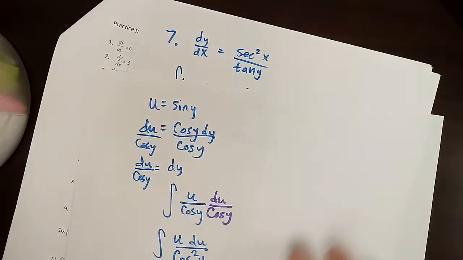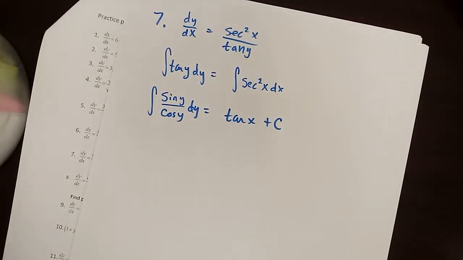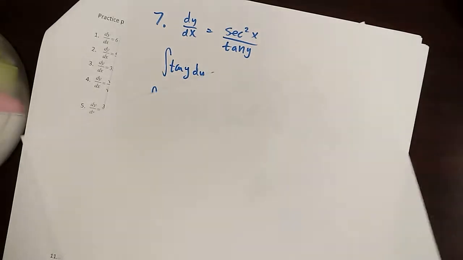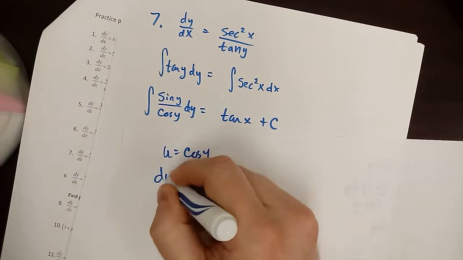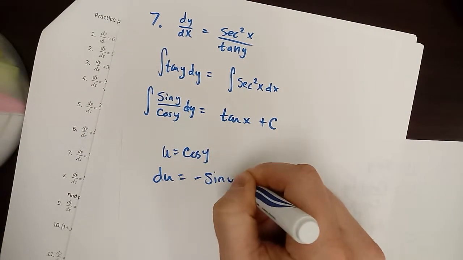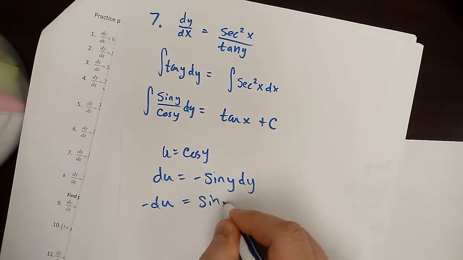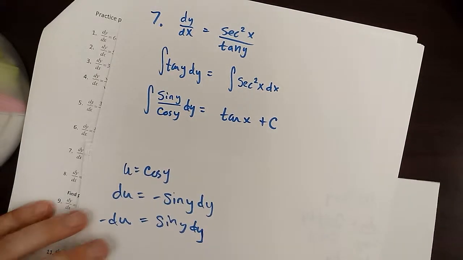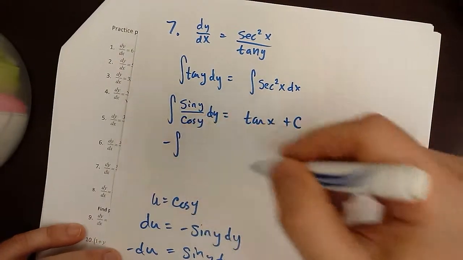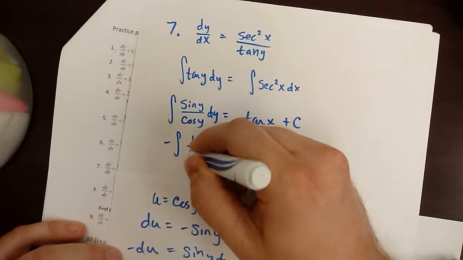Okay, so instead, let's go with the one that we can actually do. So if we were to try u is equal to cosine y, then du is equal to negative sine y dy. And so I'll say negative du is equal to sine y dy. And we have a really, really nice u substitution. We wind up having negative 1 over u du.